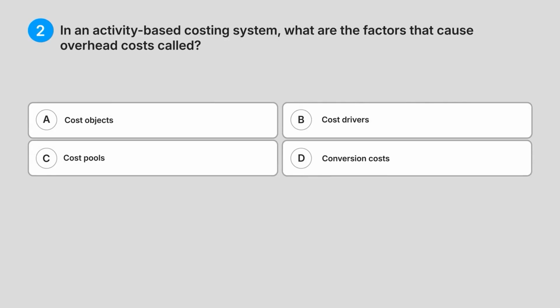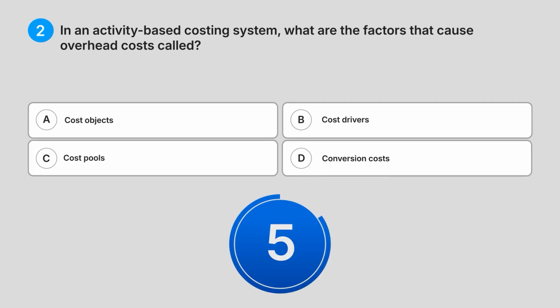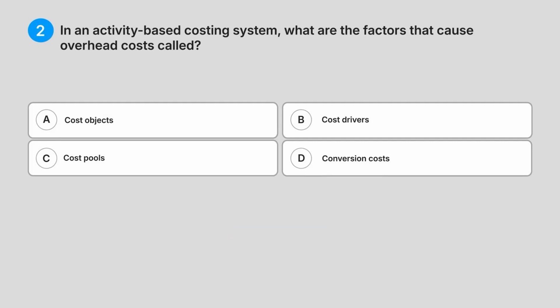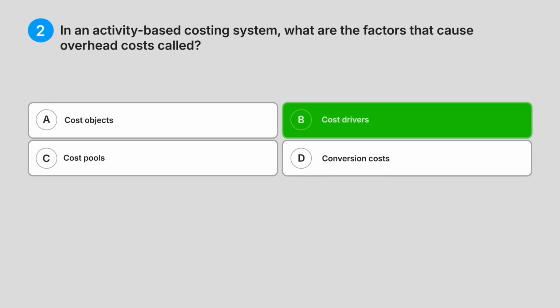2. In an activity-based costing system, what are the factors that cause overhead costs called? A. Cost objects. B. Cost drivers. C. Cost pools. D. Conversion costs. Do you know the answer? Correct answer, B. Cost drivers.